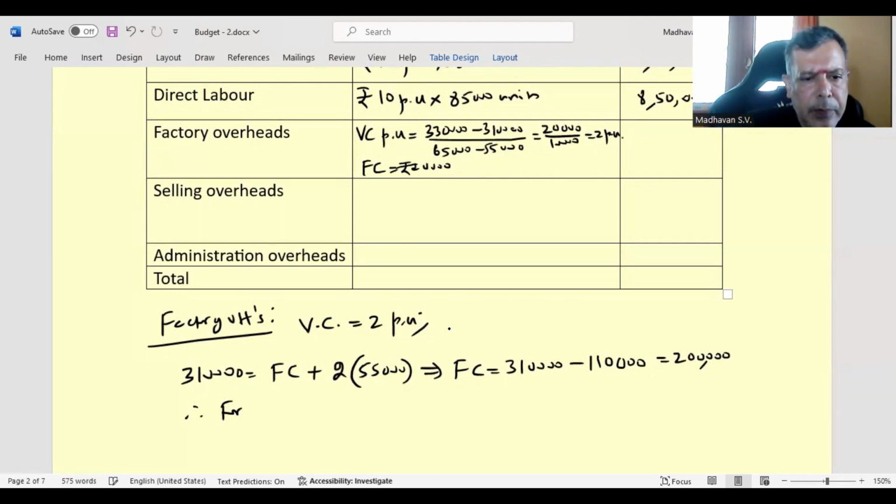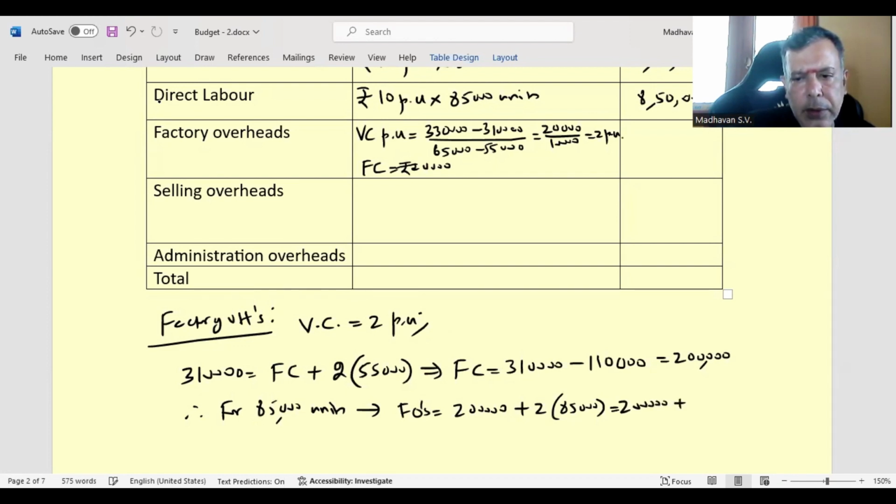Therefore, for quantity 85,000 units, factory overheads will be 2 lakhs, which is the fixed portion, plus 2 times 85,000. So that will give you 2 lakhs plus 1 lakh 70,000. If we add, we get 3 lakh 70,000. So that will come here.